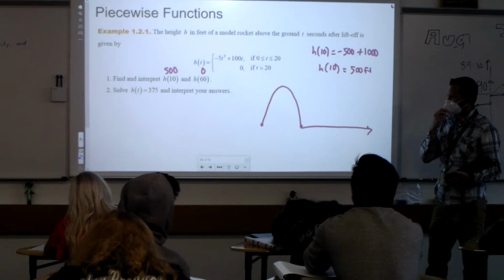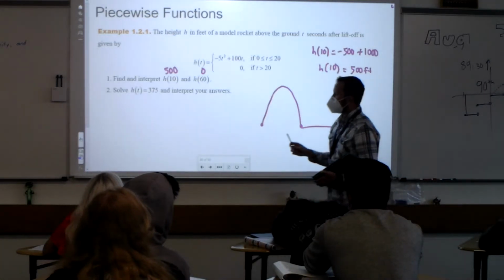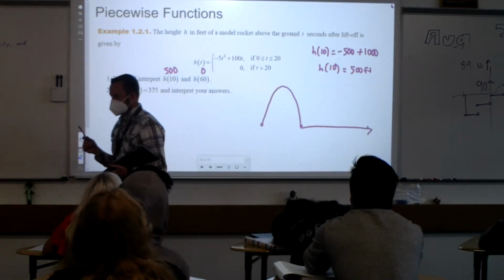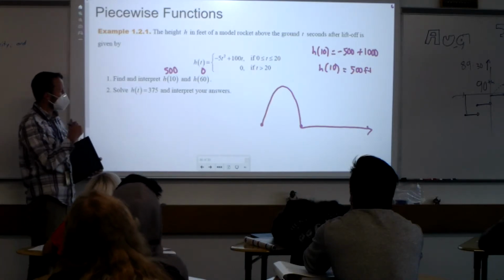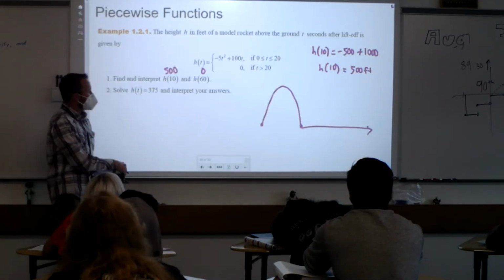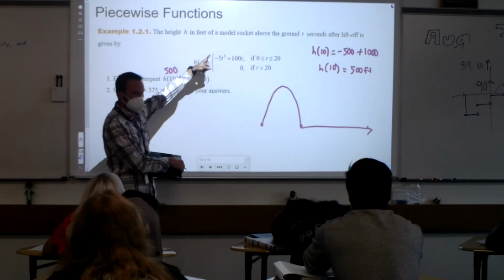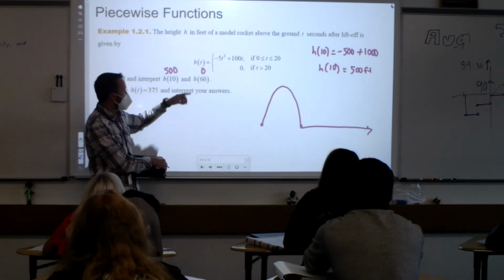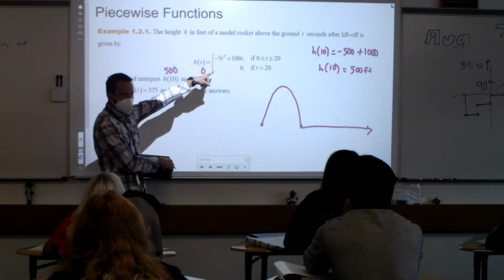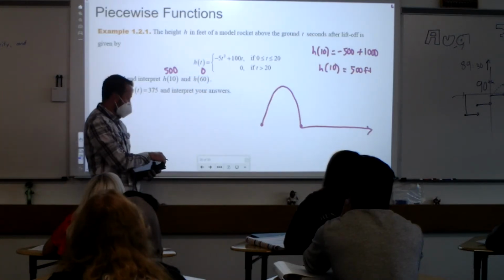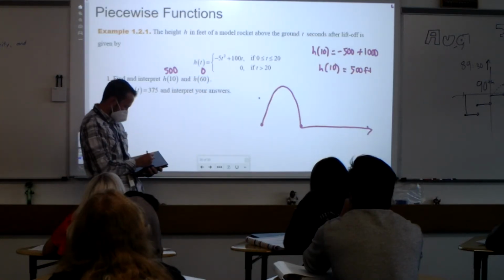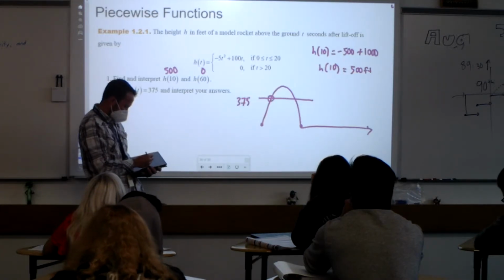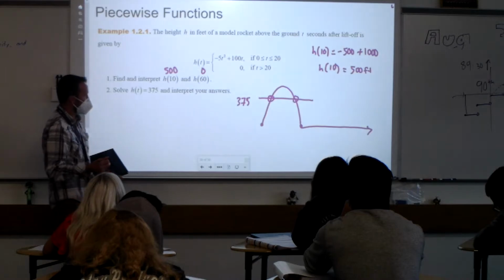Now, as far as number 2, it says, when will the height be 375? So in this one, we're not plugging in, we're setting it equal. Which of these are we going to use to set it equal to? The top one, because is the bottom one ever going to be 375? No, 375 is going to be probably somewhere like right here. So let's say that's 375. We're saying, hey, after how many seconds is that 375?